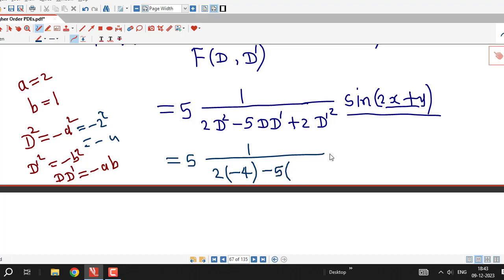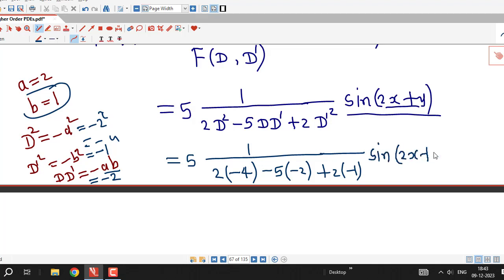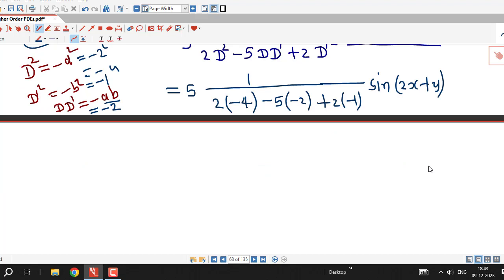Minus 5 times d d dash. D into d dash is replaced by minus a into b. A is 2, b is 1, a into b is minus 2. So I replace d d dash by minus 2. Similarly, d dash square is replaced by negative of b square, that is negative of square of 1, which is minus 1. So here I write minus 1 sine of 2x plus y.